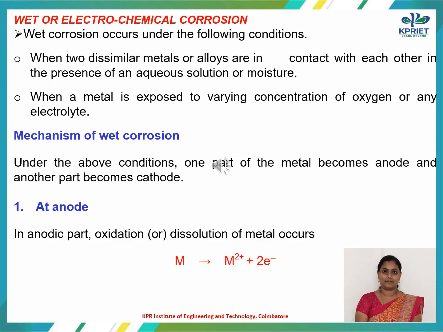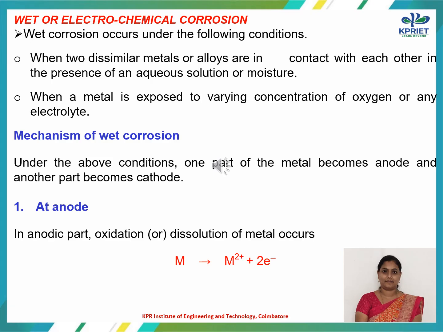Let's discuss the second type of corrosion, namely wet or electrochemical corrosion. Wet corrosion occurs under two different conditions. Firstly, when two dissimilar metals or alloys are in contact with each other in the presence of an aqueous solution or moisture. Secondly, when a metal is exposed to varying concentration of oxygen or any electrolyte. Under these two conditions, wet corrosion may occur. Let us elaborate the mechanism of wet corrosion.